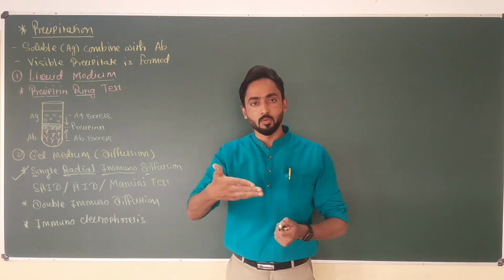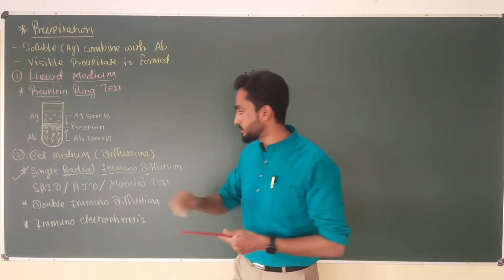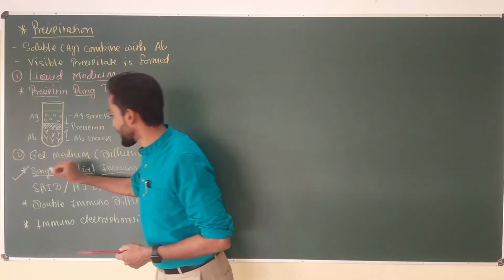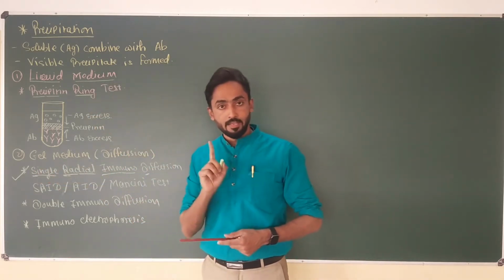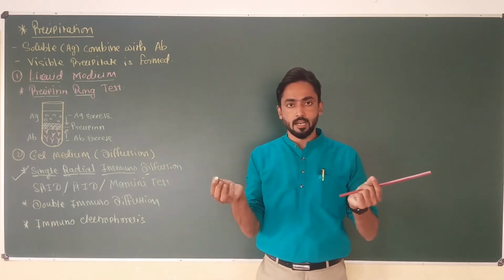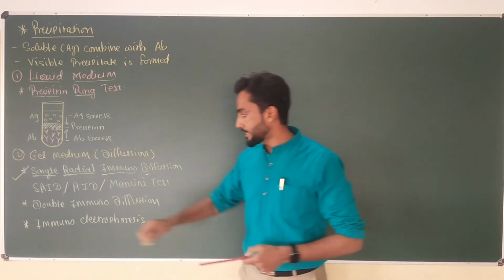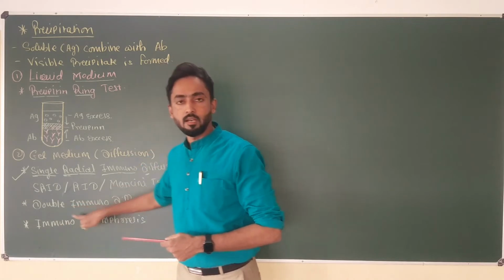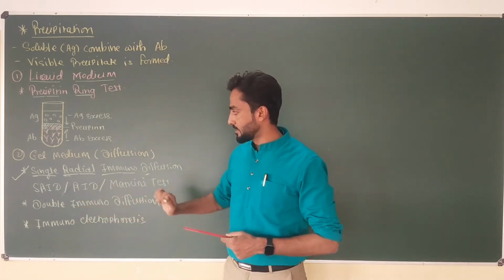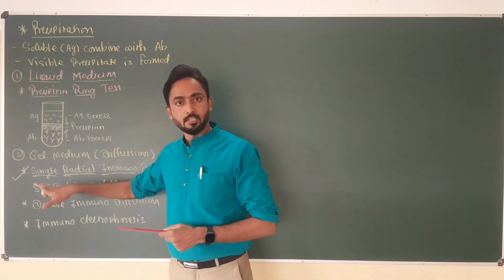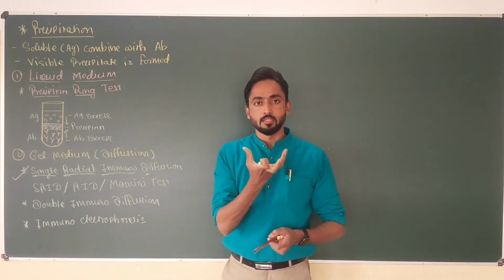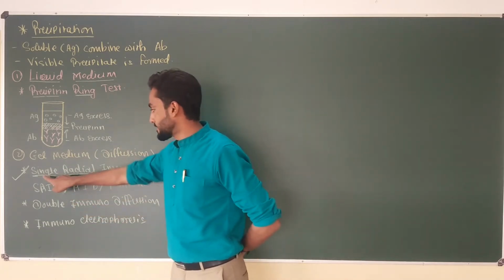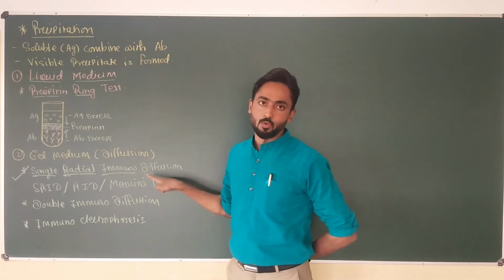So only antigen moves, antibody remains stationary, so it is called single radial immunodiffusion. If in the diffusion process both antigen and antibody move towards one another, in that case we can call it a double immunodiffusion. But in the first type, only antigen is going to move towards antibody in the gel, so we call it single radial immunodiffusion.